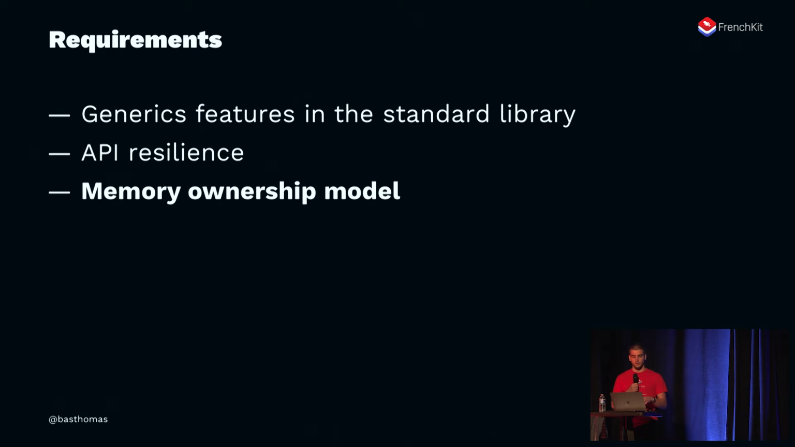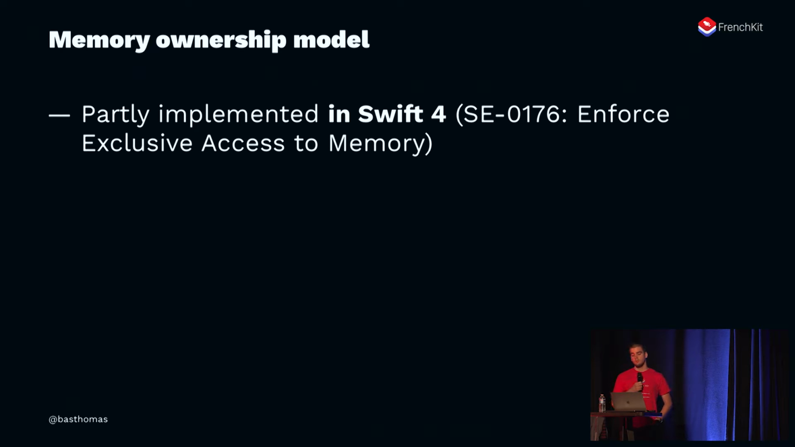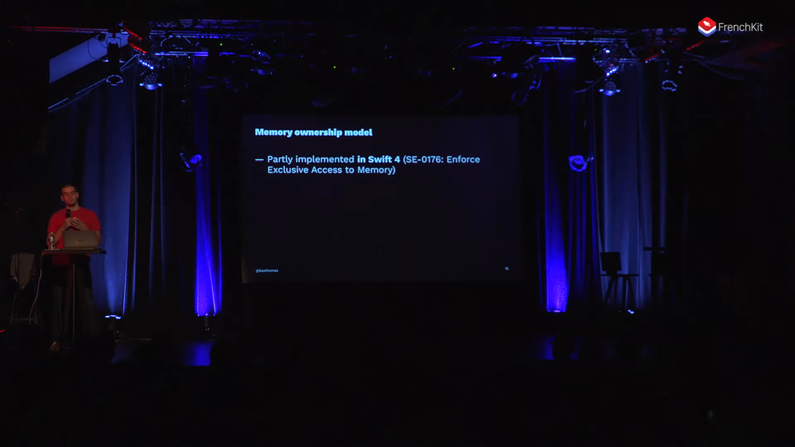Then we have the memory ownership model. This means having better ownership or better memory management. It's partly implemented in Swift 4 already. You can look at the proposal.